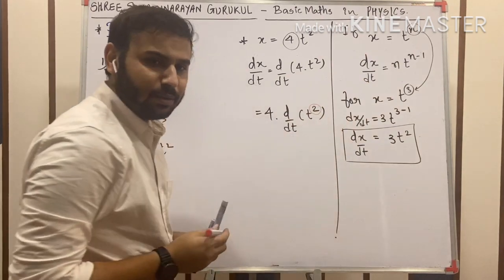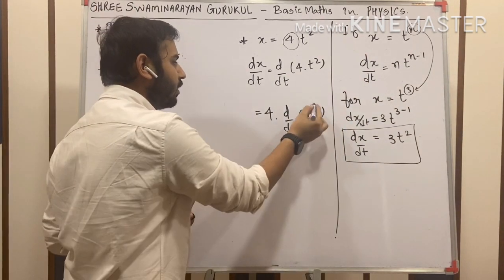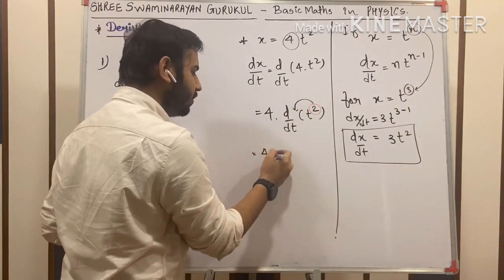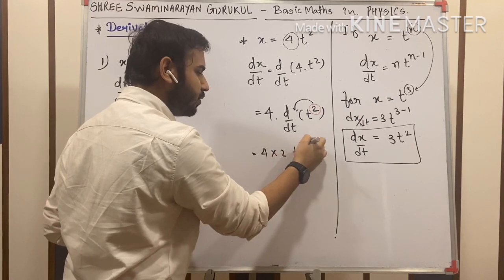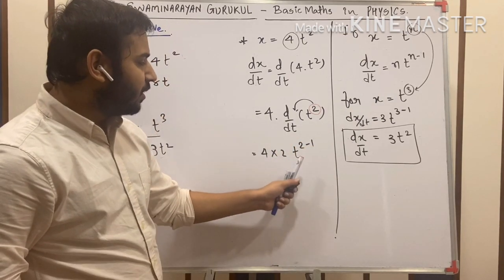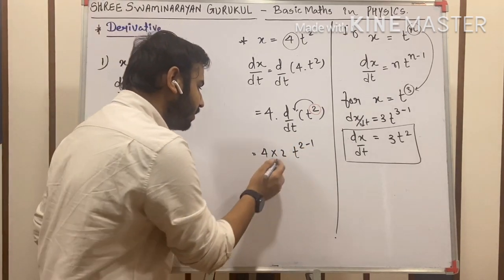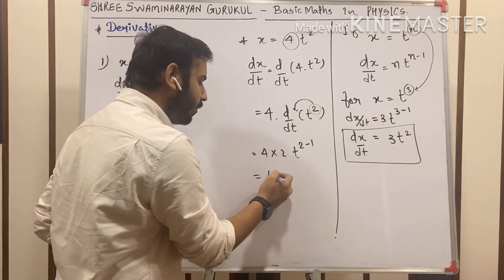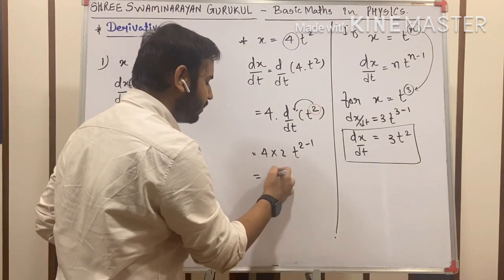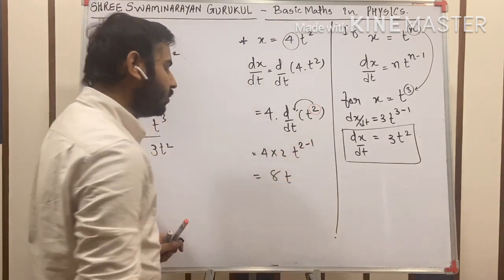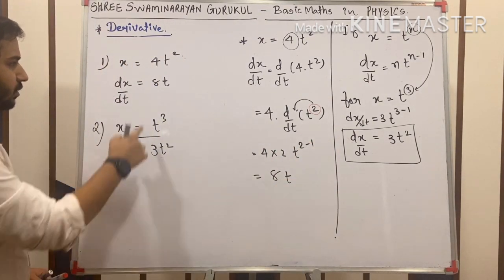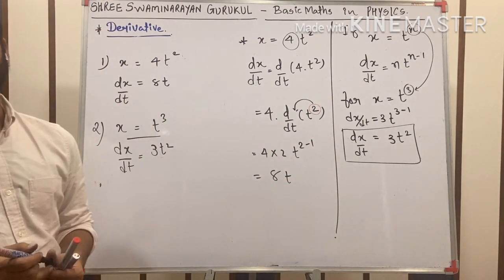Instead of n here, 2; taking 2 over here, your answer will be 4 into 2 t raised to 2 minus 1. Very simple: n t raised to n minus 1. Instead of n here 2, 4 into 2 which is 8. t raised to 2 minus 1, that is t to the 1. So here is the answer, 8t.